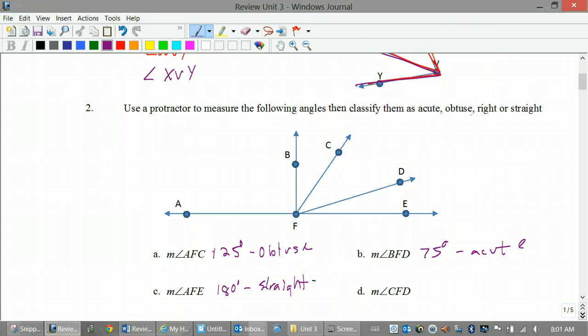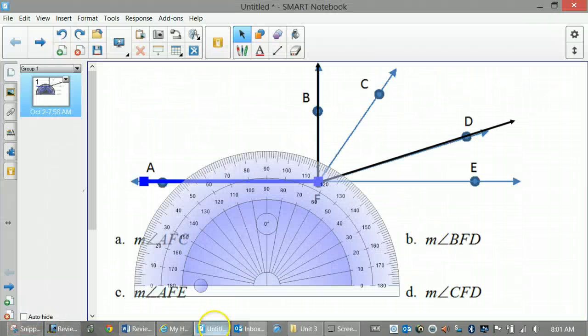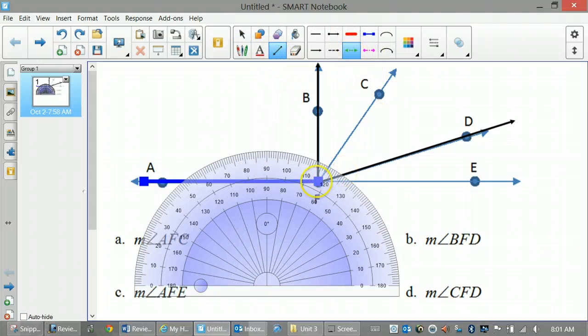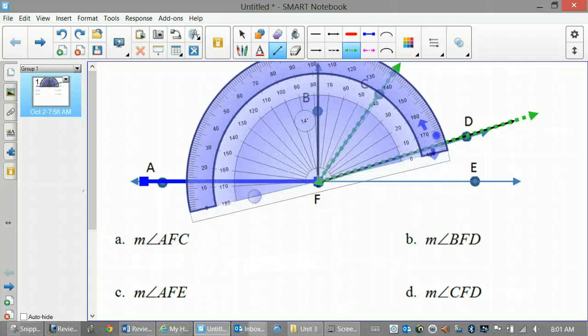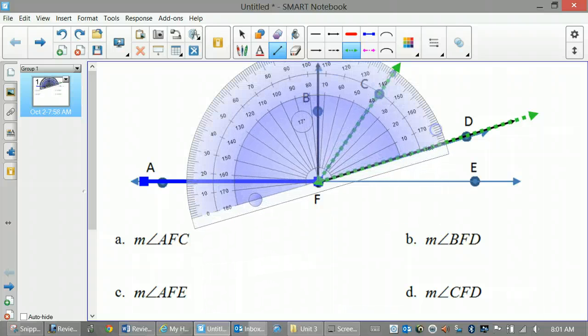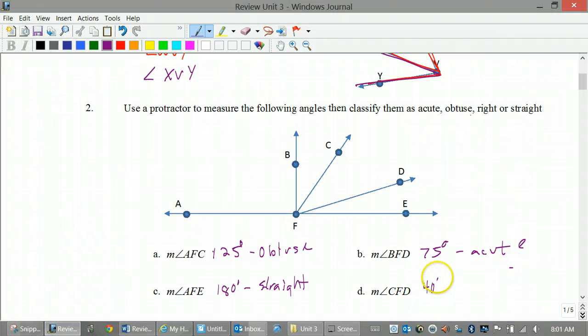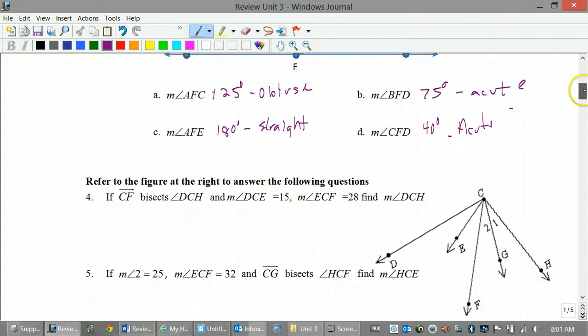And then CFD, angle CFD. Let's go to that. We have a little bit of a weird one, CF right there, and CFD. Again, we have to adjust our 0 line so it lines up with one of the rays, and it's going to be an acute angle, so it's going to be 40 degrees, and we're going to call it acute. All right, let's crank out some other stuff.